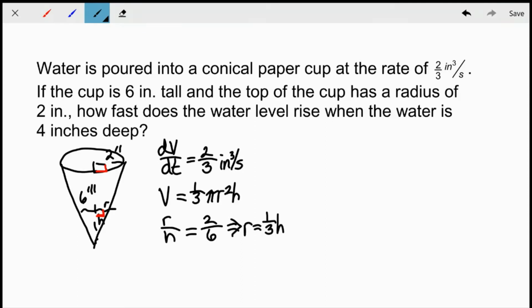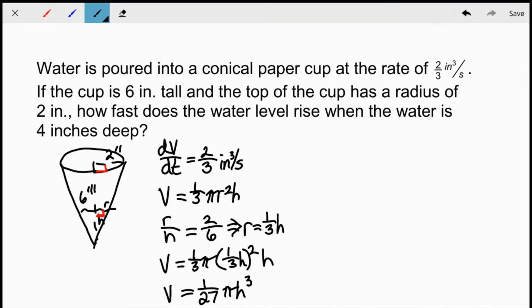And the reason I did that is because, like I said, I want to try to get my function in terms of a single variable if I can. So I'm going to substitute in. I know volume is 1/3 pi. Let me just rewrite that. Got a little messy there. So 1/3 pi times my radius squared. Well, r, I'm going to substitute in 1/3 h and then times my height. So in the end, what I've got here is 1/27 pi h cubed. So I've got my volume now in terms of a single variable.